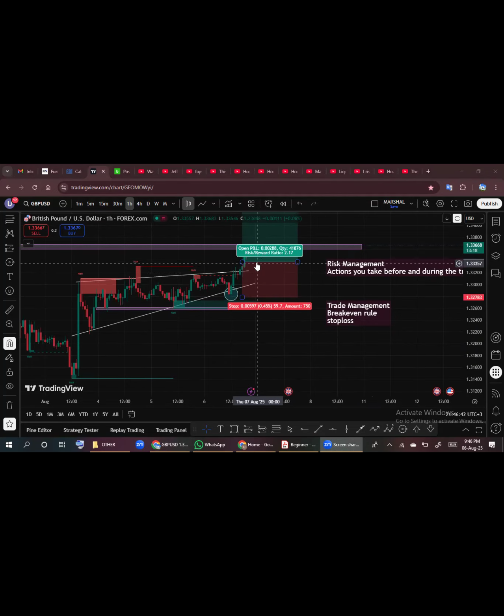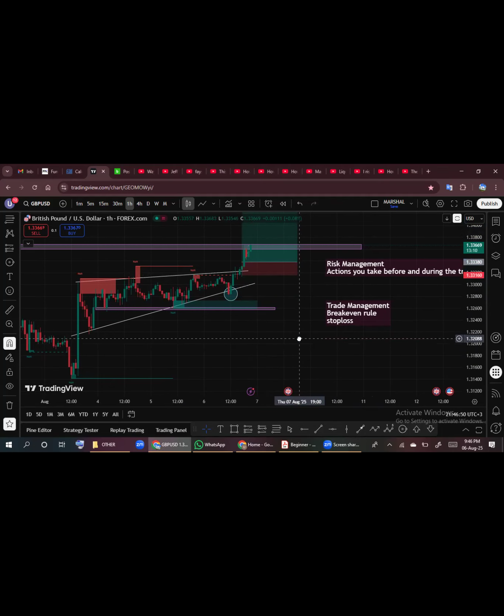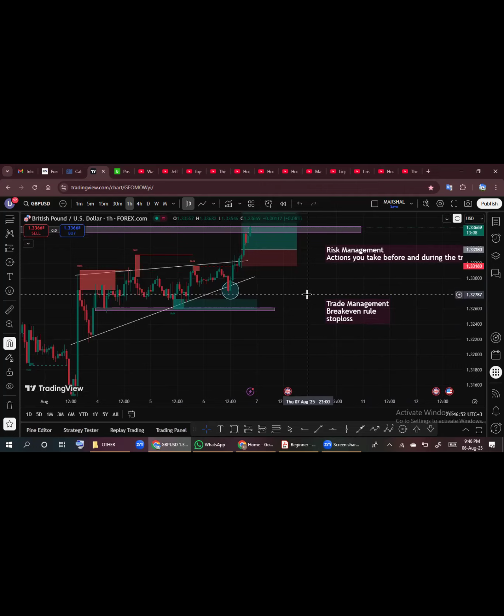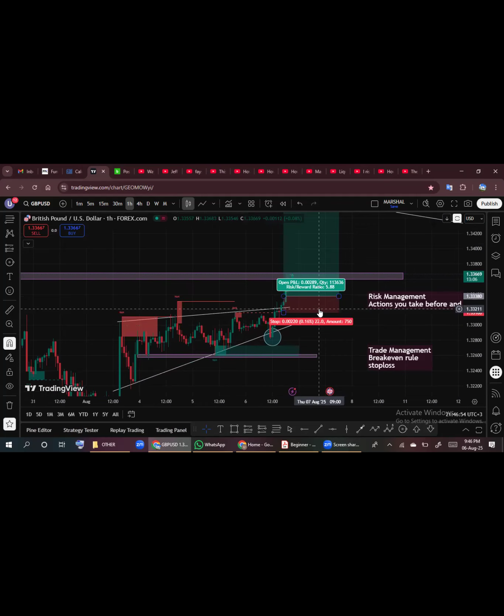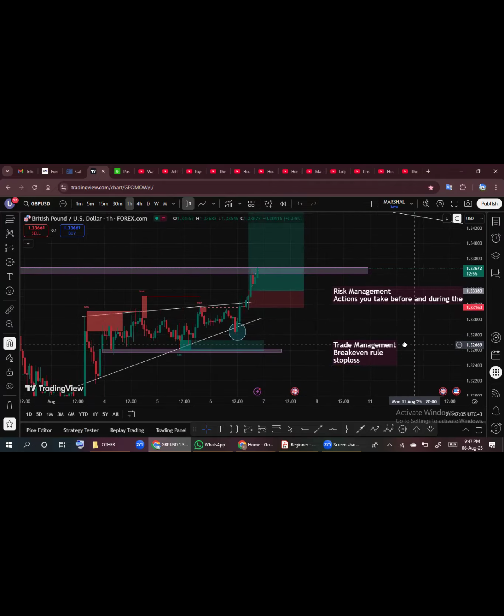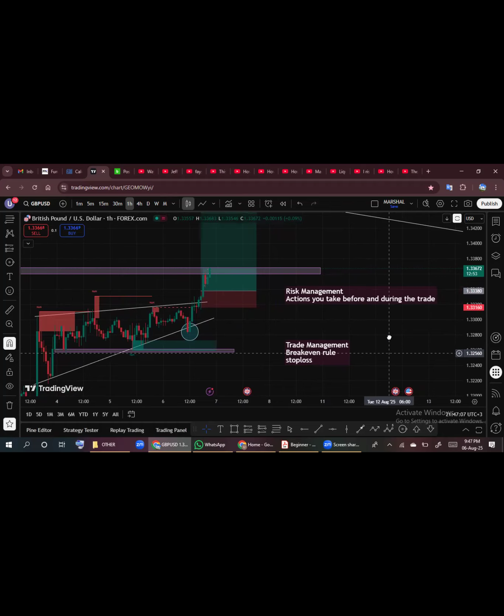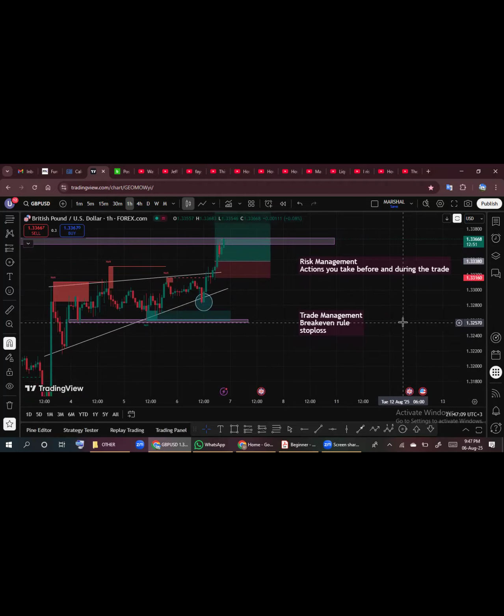But let's say you enter on this trade from here, you set your stop loss here initially. If the trade has made a little profit, you adjust your stop loss so that even in case the trade goes against you, the risk is reduced. You adjust your stop loss, and as the trade keeps going in your favor, you keep adjusting your stop loss.